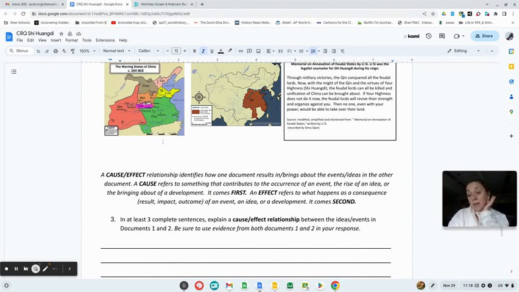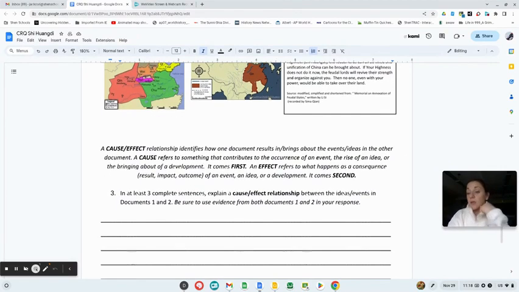And now I need to use evidence to actually prove my claim. So my claim is that document 1 caused document 2. How do I prove it? Well, I'm going to say in document 1, it shows the warring states period. Shi Huangdi conquered the other 6 states and created the Qin dynasty. In document 2, Li Si is giving Shi Huangdi advice as to how to hold on to his rule or hold on to his reign.